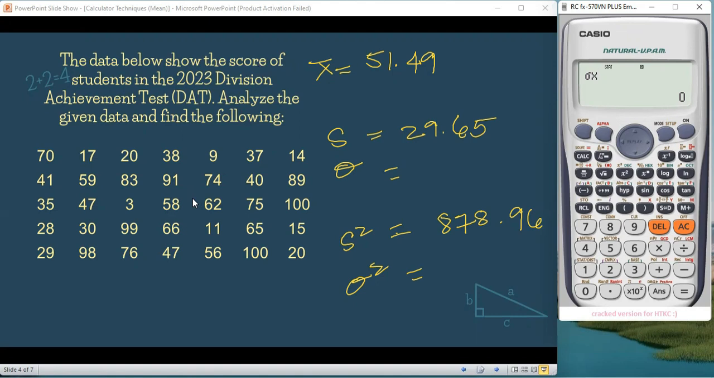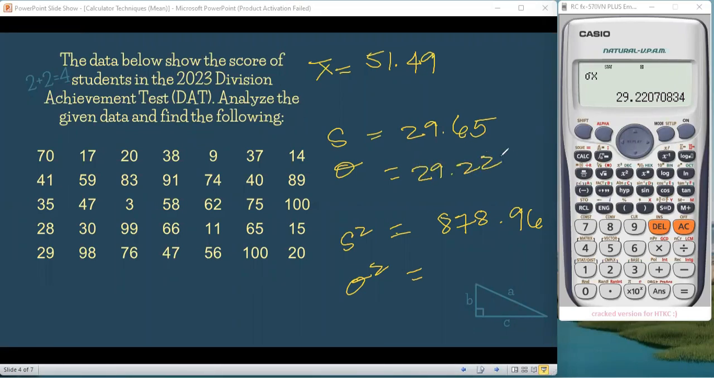Pero halimbawa, this is just a classroom examination. Tapos ito po yung mga results. Ito po, halimbawa sa isang classroom, 35 po talaga yung students. And that's the only time that we're going to use the population standard deviation. So, let's calculate it. And that is 29.22. So, we have 29 here.